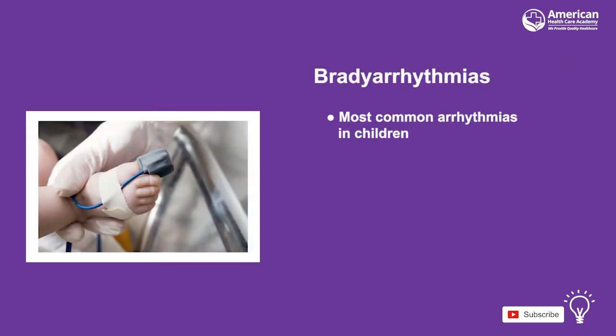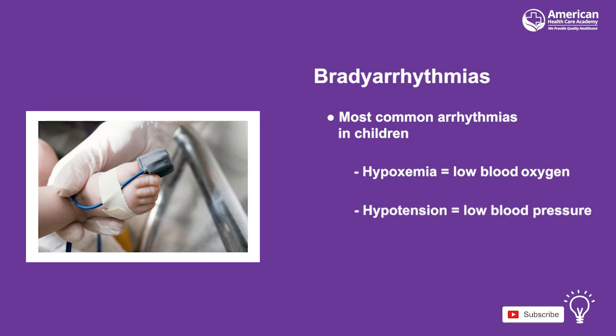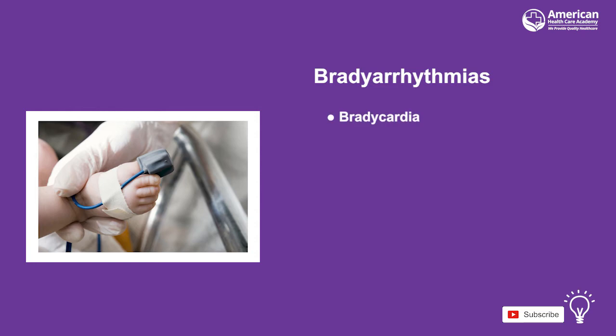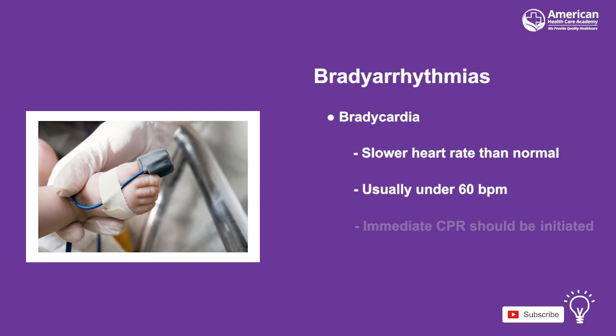Bradyarrhythmias are the most common arrhythmias in children, and they usually present with low blood oxygen or hypoxemia, low blood pressure or hypotension, and a buildup of acid in the bloodstream or acidosis. Bradycardia is a heart rate that is slower than normal for the age of the child. Usually, anything under 60 beats per minute is indicative of bradycardia, and immediate CPR should be initiated.